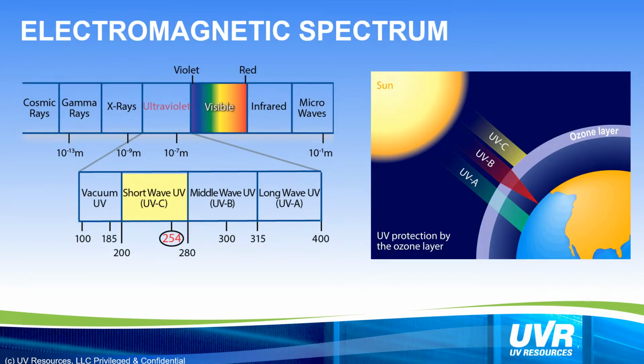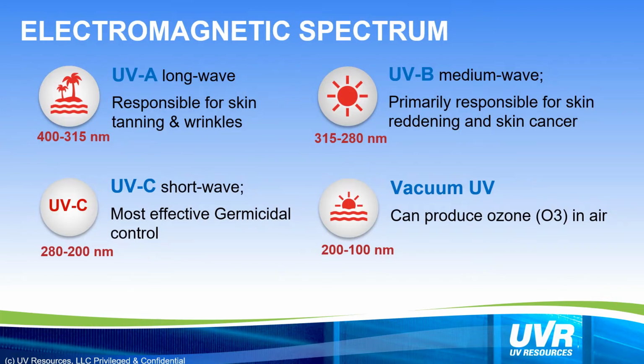The electromagnetic spectrum covers everything from cosmic rays all the way to microwaves. Within the spectrum, we have visible light violets up to red. Above the visible spectrum are 4 ultraviolet wavelengths: UVA, UVB, UVC, and vacuum UV. While UVA and UVB rays are transmitted through the atmosphere, all UVC and some UVB rays are absorbed by the Earth's ozone layer. So, most UV rays humans encounter are UVA with a small amount of UVB. Let's take a closer look at these 4 wavelengths.